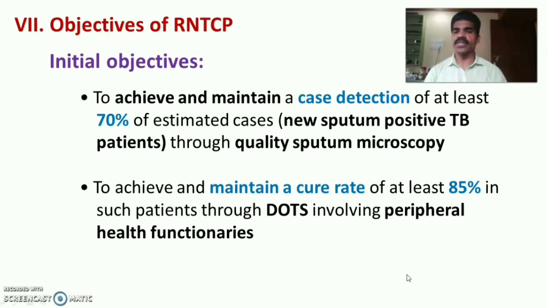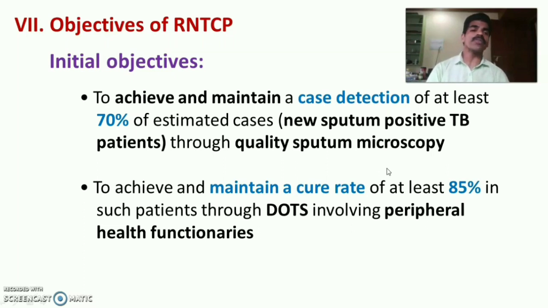There are two types of objectives, that is initial objectives and later objectives. When RNTCP was begun in the first phase or pilot phase, there were initial objectives. Later, when it became the second and third phase, there were later objectives. So the first initial objective of RNTCP was to achieve and maintain a case detection or TB diagnosis of at least 70% of the total estimated cases of new sputum positive TB cases, that is new sputum positive TB patients, through quality sputum microscopy test.